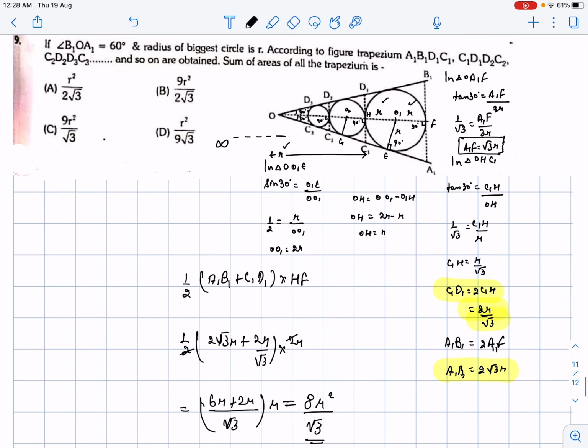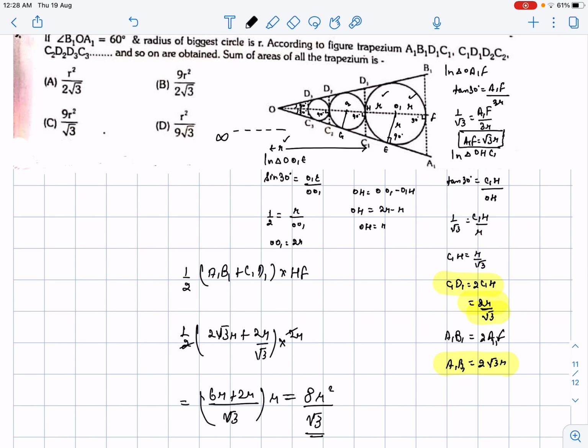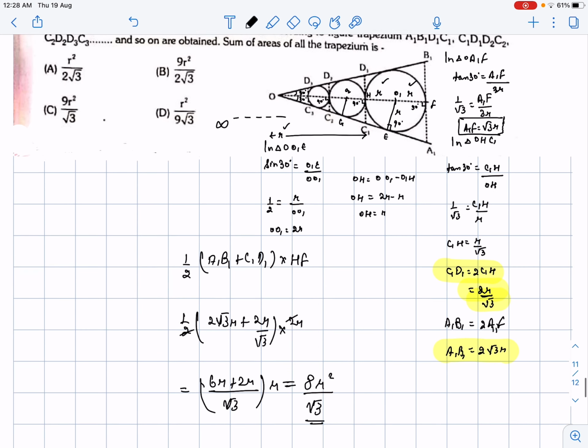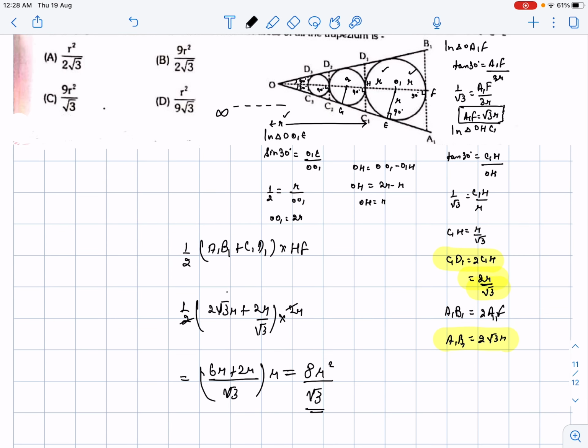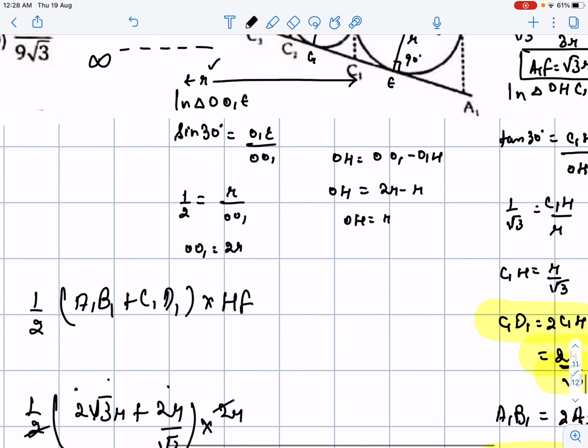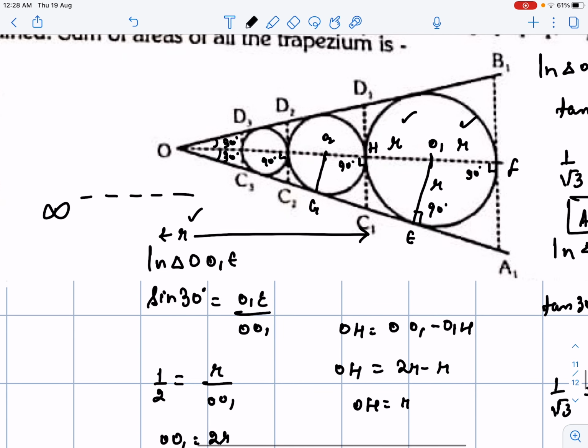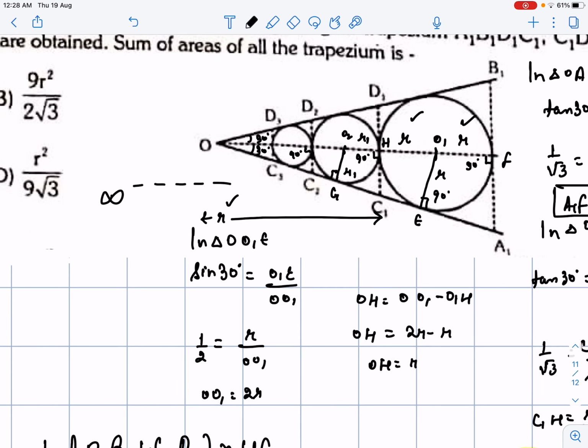We'll be going to proceed further to get the value of area of the next trapezium. 3 times of 2 is 6 plus 2 is 8r, 8r upon root 3, 8r square by root 3. Now let's see the figure to get the value of, let us assume the radius of other circle is small r1. So if it is small r1, it will be also small r1.